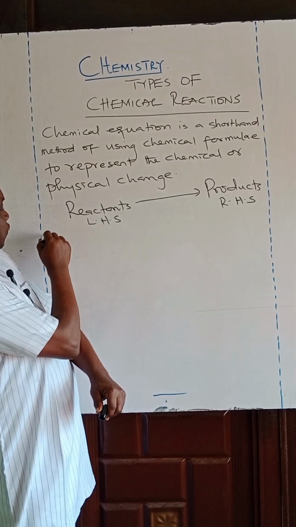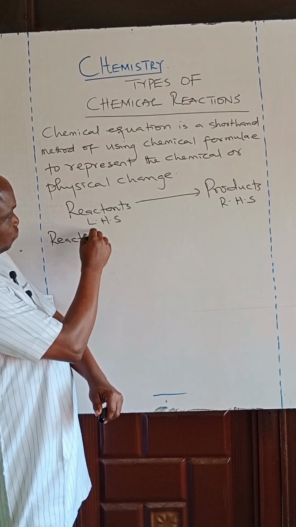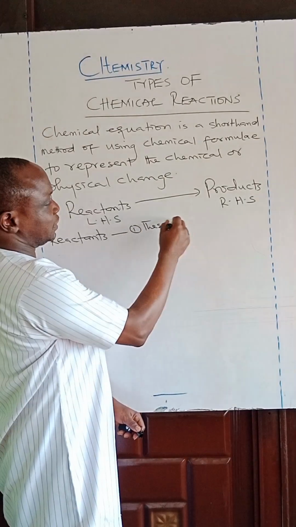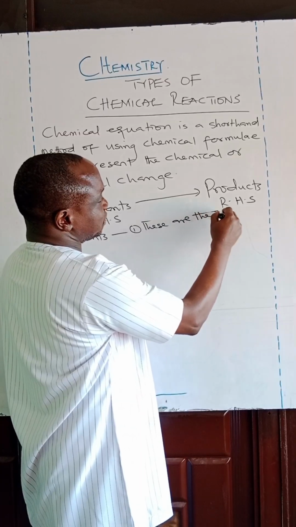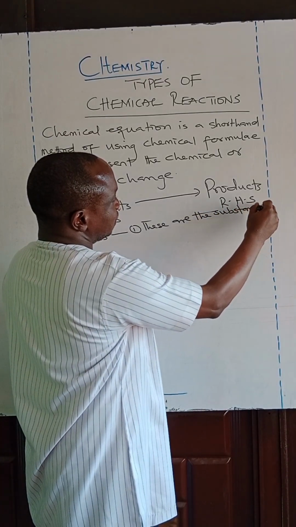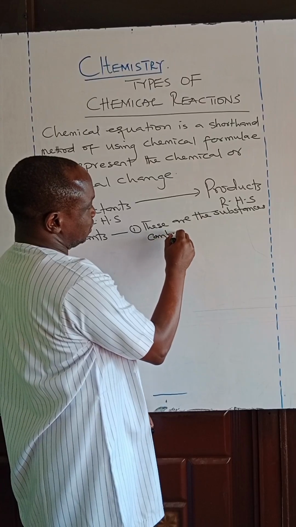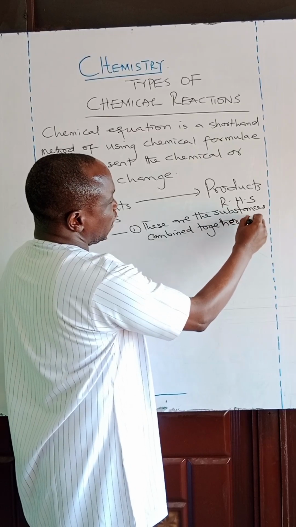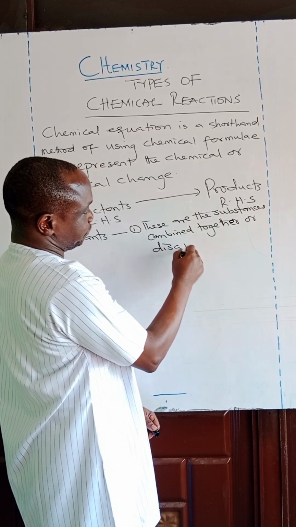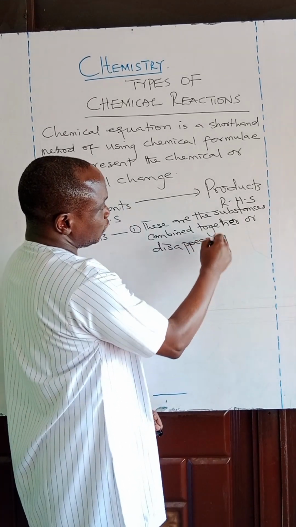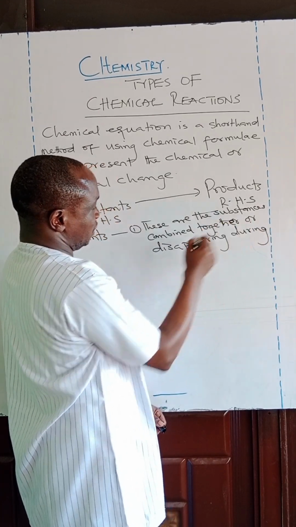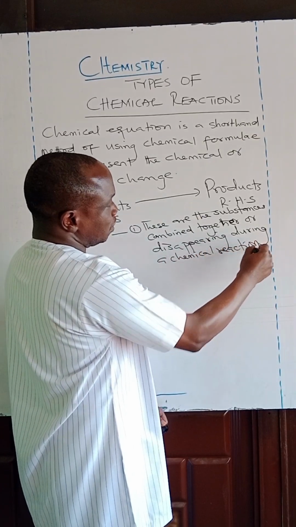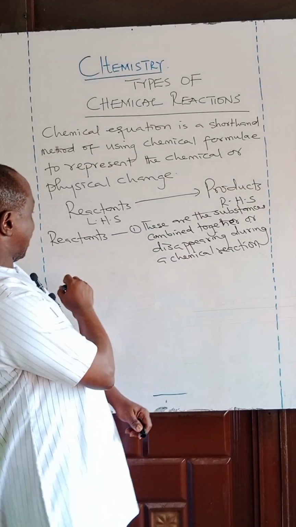Then what is the definition of reactants? Reactants, definition: these are the substances combined together or disappearing during a chemical reaction. That's the definition.